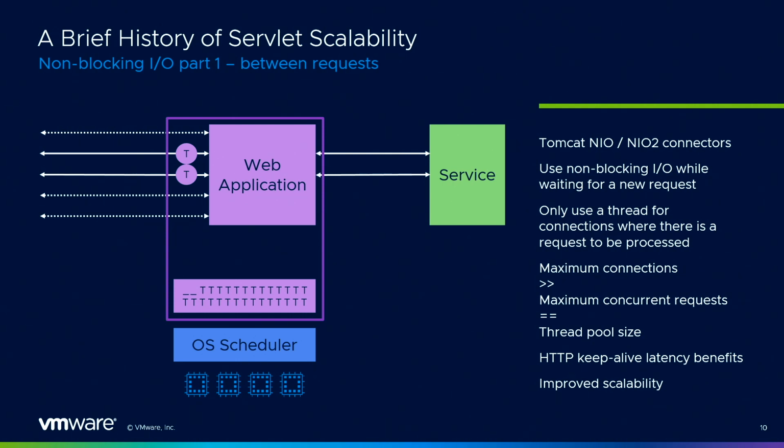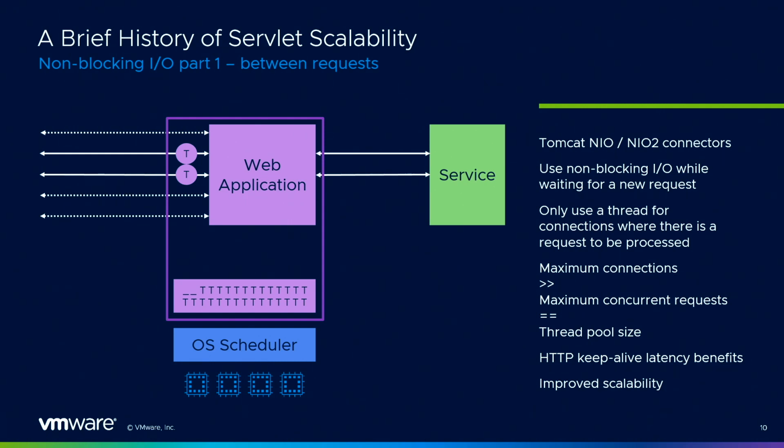And now we can maintain many, many more connections than we've got threads in our thread pool. The Tomcat defaults, I think, back at this time was about 10,000 connections for a 200-thread thread pool. So much, much greater scalability. Maximum concurrent requests is still whatever's in the thread pool, but overall the scalability is significantly better.